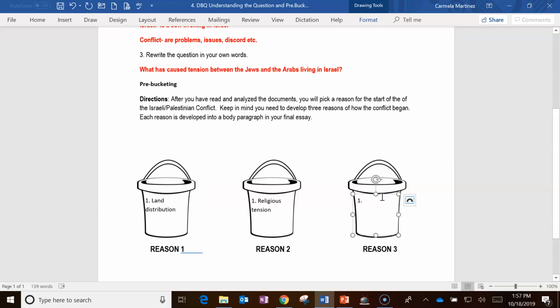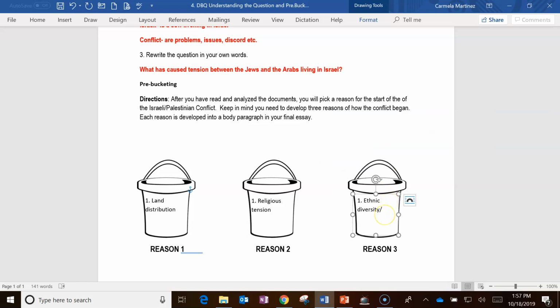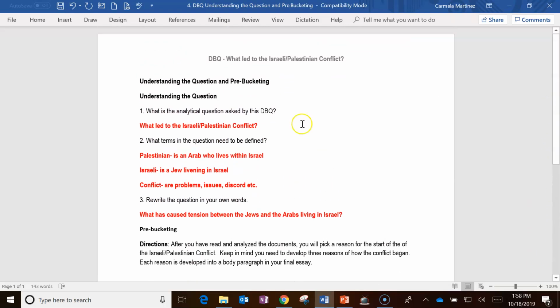And I said ethnic diversity. Or lack of control. So these are some of my reasons. Now yours do not have to be these reasons because it's whatever you think the issues might be, the reasons that cause issues between the Israelis and the Palestinians, and that is up to you to determine. But you can definitely use these reasons if you need to. Okie dokie.